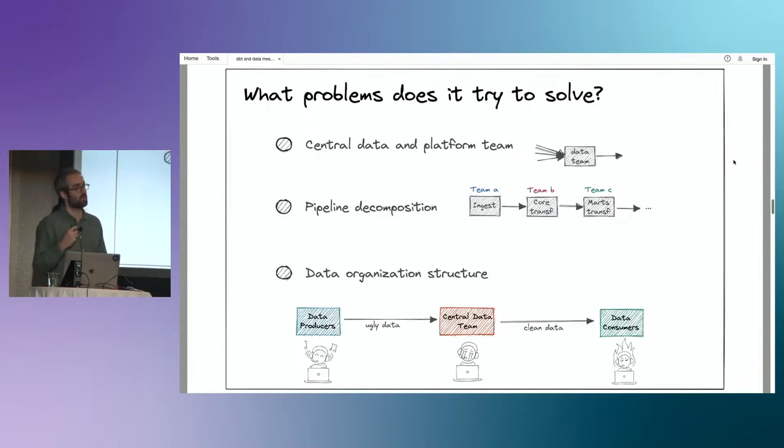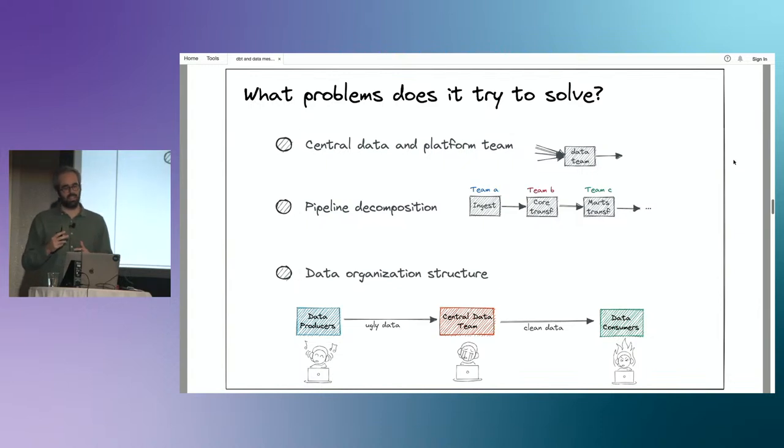So what problems does it try to solve? That's the first thing. So first problem that it tries to solve, we already discussed, central data and platform team, right? So they receive a lot of requests, they still cannot scale, they don't have the domain business expertise. We've already discussed this. This is one of the problems that she also sees.